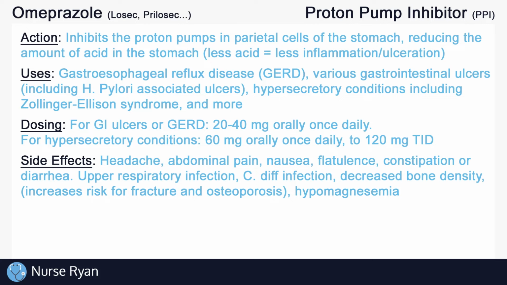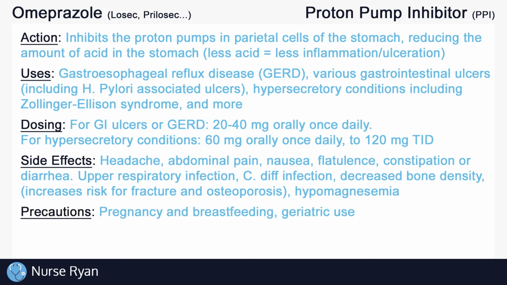All that being said, keep in mind that most of these side effects are more likely to occur with long-term use of PPIs and are not typically common with regular short-term use. Exercise caution during pregnancy and breastfeeding. Also exercise caution in geriatric use, as dosing may need to be adjusted.